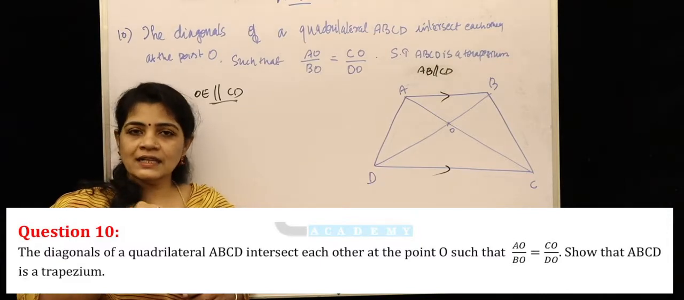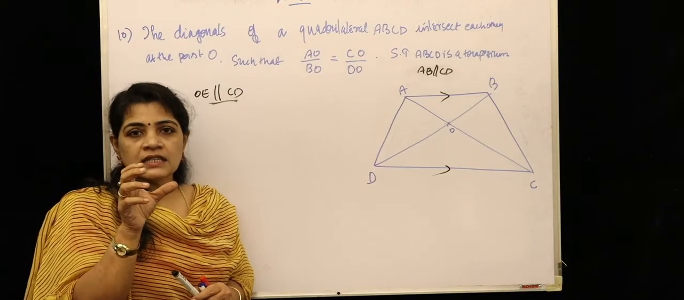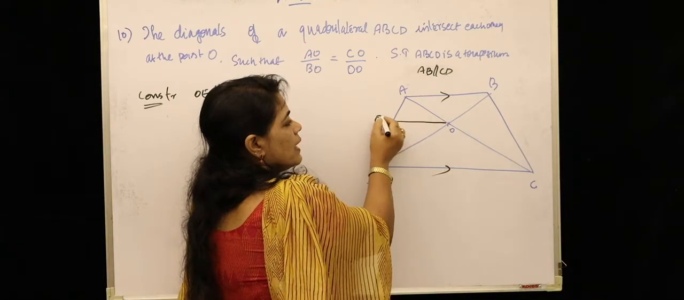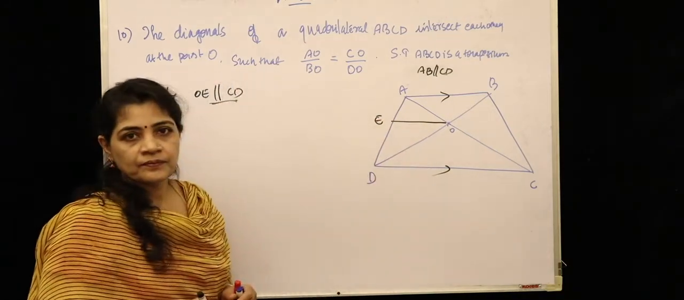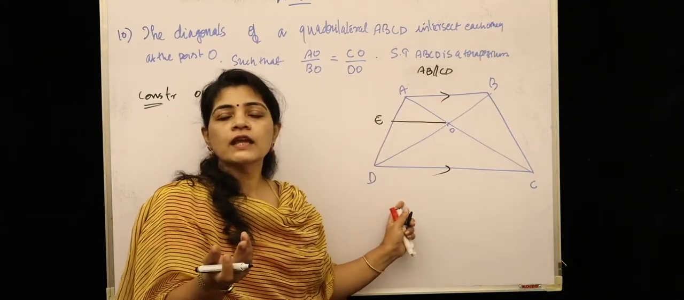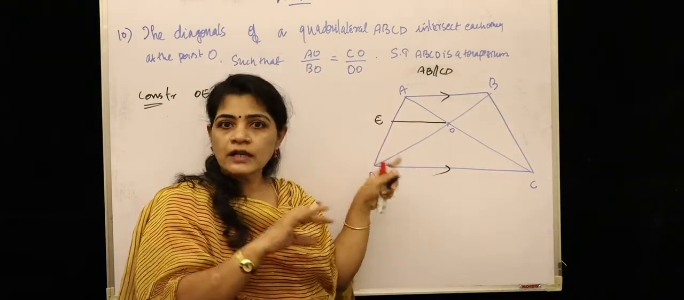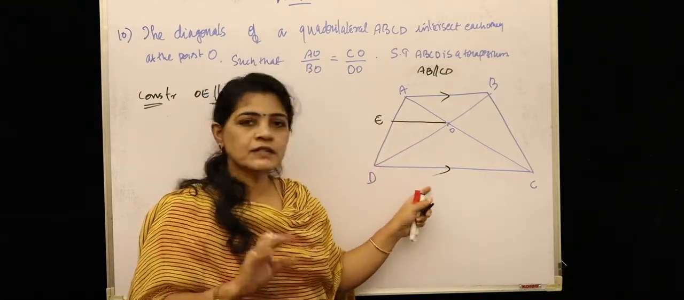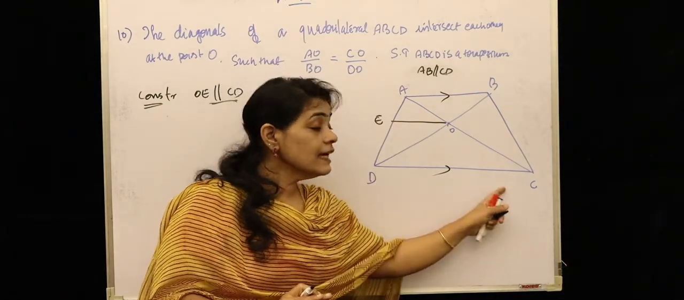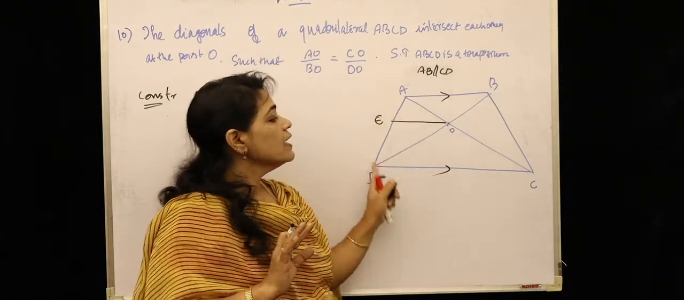Okay, so see children, for this problem also one simple construction is needed, that is OE parallel to CD. OE parallel to CD by construction. And since OE is parallel to CD, what is our aim? We have to apply the basic proportionality theorem. That is why we have drawn in this manner. We constructed OE parallel to CD. That means you have to consider a triangle having CD as one of the sides. So I am going to consider triangle ADC.